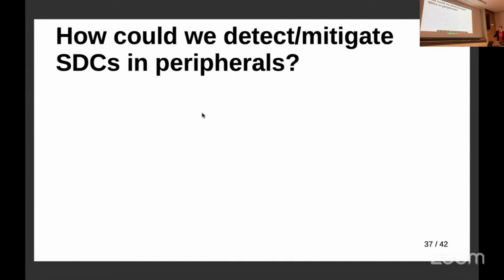How could we work to detect or mitigate silent data corruption in peripheral devices? Since this is a hardware issue, there's no reason that GPUs or the little processor in the flash controller on your solid state drive might not also be vulnerable to silent data corruption. How could we work to test those?